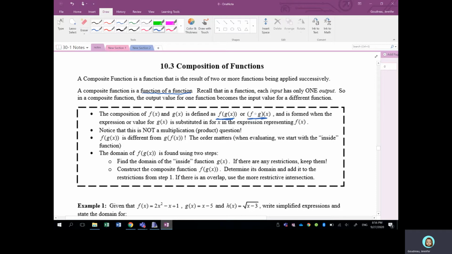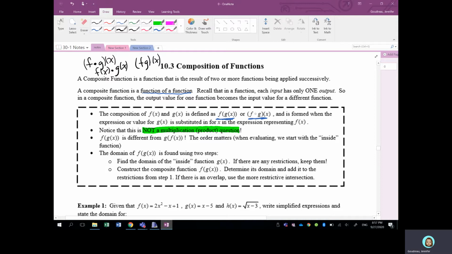It is not multiplication. So we should maybe highlight that. It is not a multiplication question. You'll notice that when we talked about multiplication, we wrote it much differently. And I'm going to write it up here so we don't get confused. It was either f closed dot g at x, or f at x times g at x. And we didn't see it much, but sometimes you see it as fg at x.